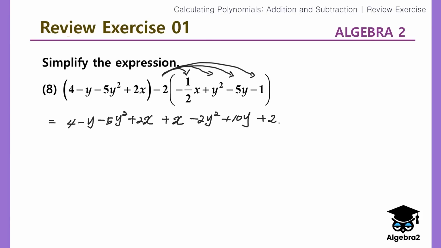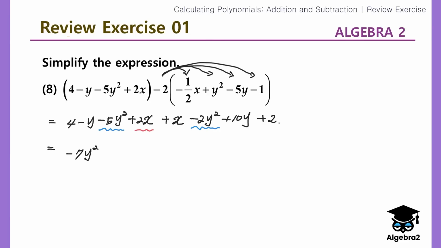So we have square term y squared, right? Remember, we have to write the terms in order of decreasing degree. That's the polynomial in standard form, right? So we're going to write square term first. So we have negative 5y squared, negative 2y squared. So minus 5 minus 2, that's minus 7. Minus 7y squared.